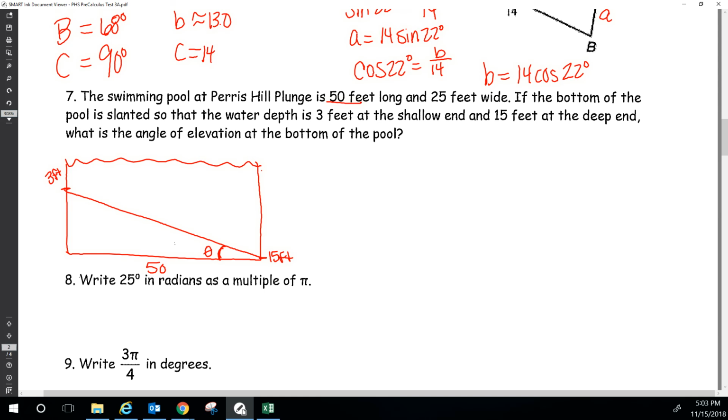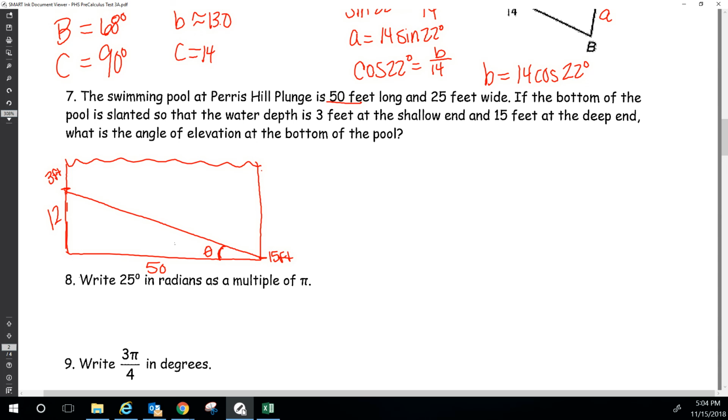We want the 50 feet here, and then how can we find the height of our triangle here? Well, we know the depth of the water at this end is 3 feet, and at this end is 15 feet, so the difference between those two is 12. In other words, this total height is 15, 3 feet here, the difference between 15 and 3 is 12. Hopefully that makes sense.